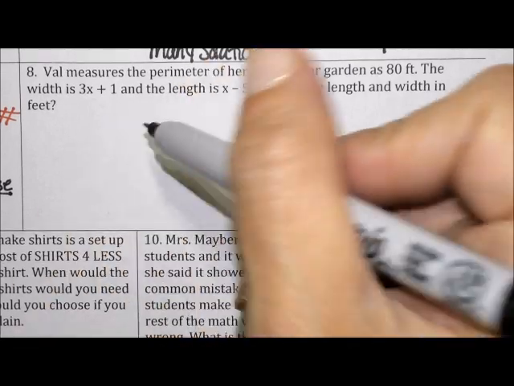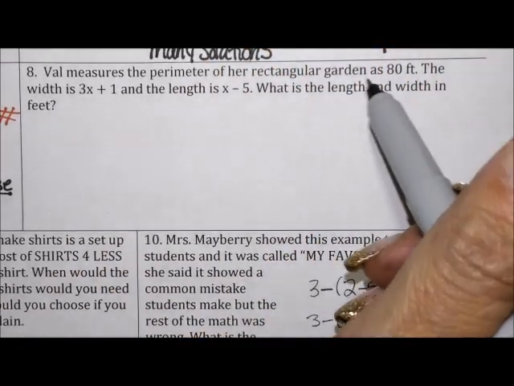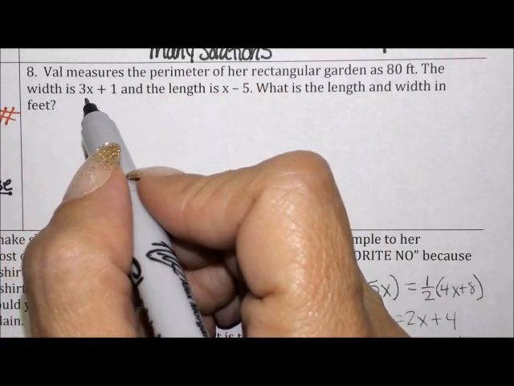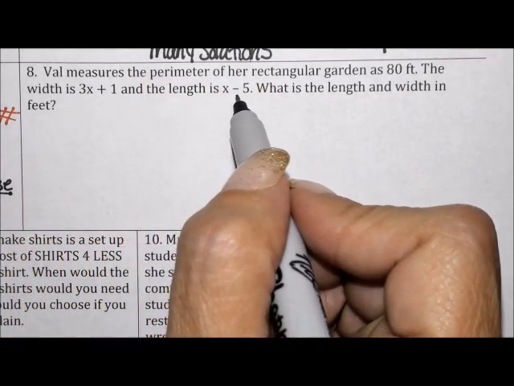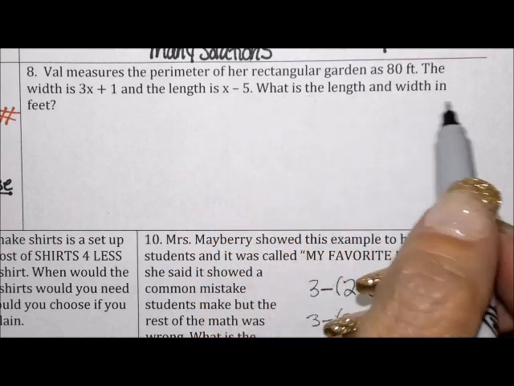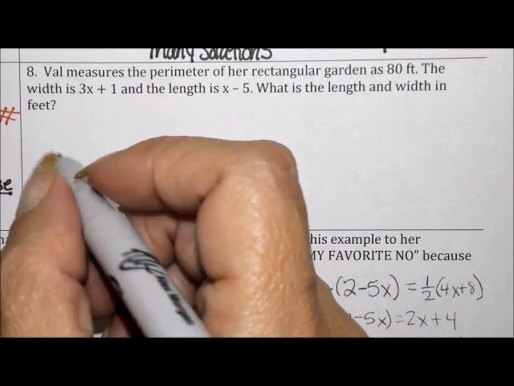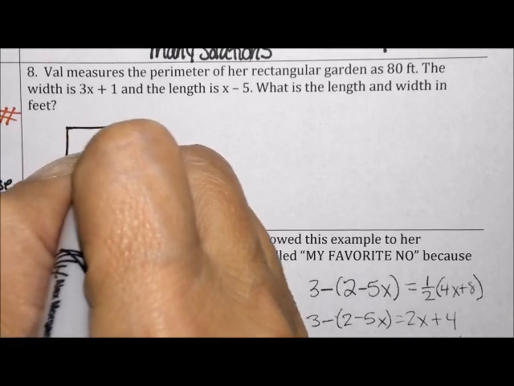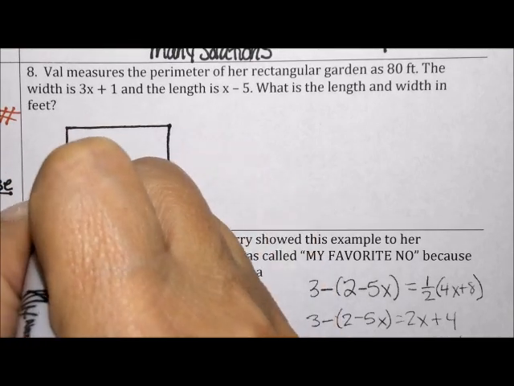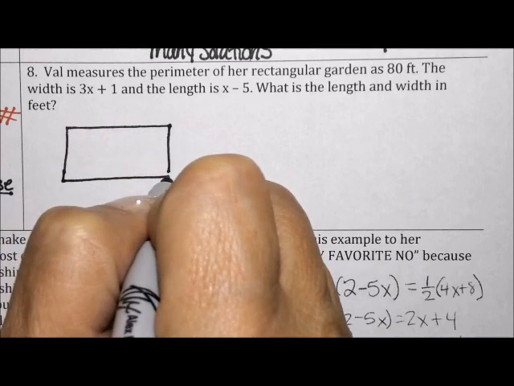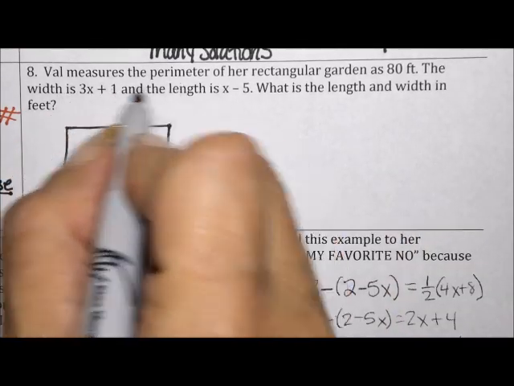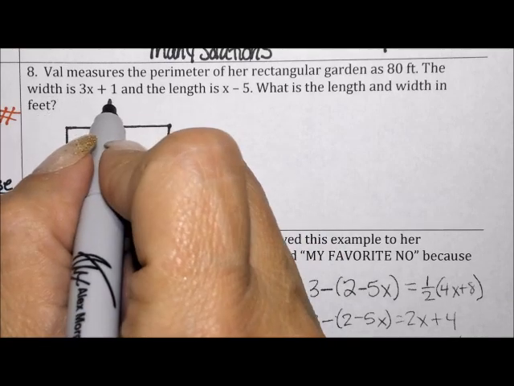Alright, Val measures the perimeter of her rectangular garden as 80 feet. The width is 3x plus 1 and the length is x minus 5. What is the length and the width in feet? Okay, so Val measures the perimeter of her rectangular garden. So I'm going to draw a rectangle. I'm very visual. I like to see it, and if I can see it, I can usually figure it out. So it has the width of 3x plus 1.